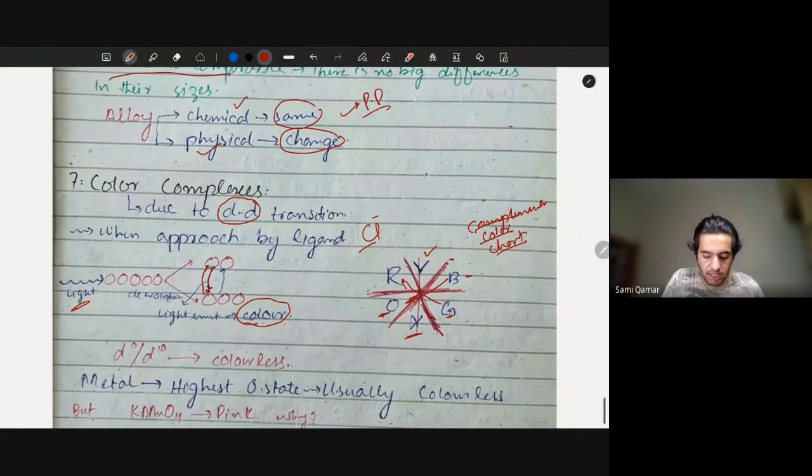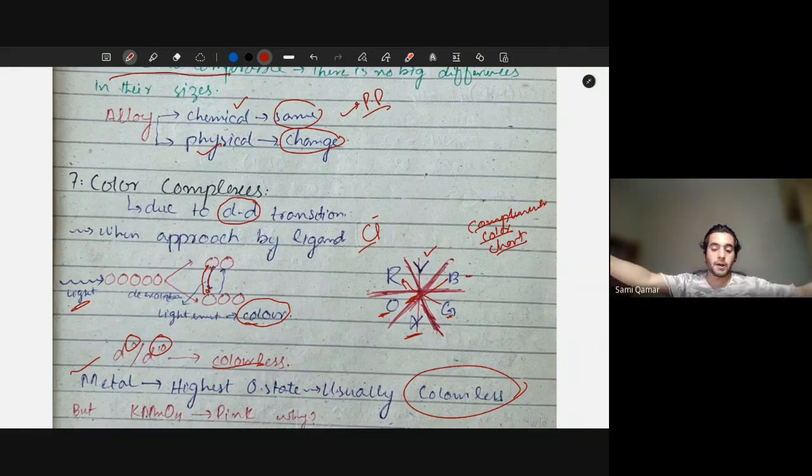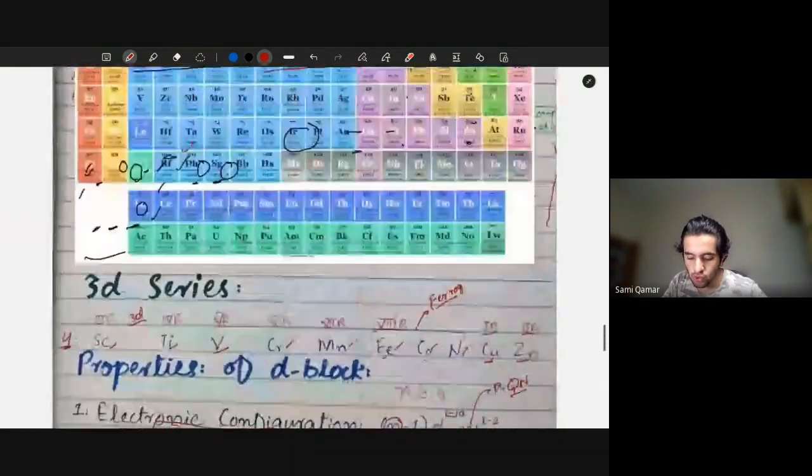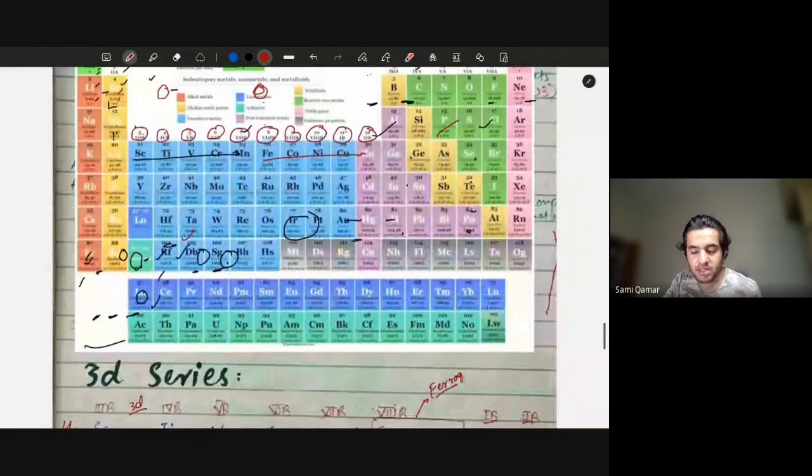And the empty or fully filled d orbitals will be colorless. Why? Because there can't be any d-d transition. Electrons can't jump. The metal which has the highest oxidation state will usually be colorless, which is manganese, with +7. So these were all the properties you needed to know about our D block elements. And in F block elements, there is nothing much you need to know.